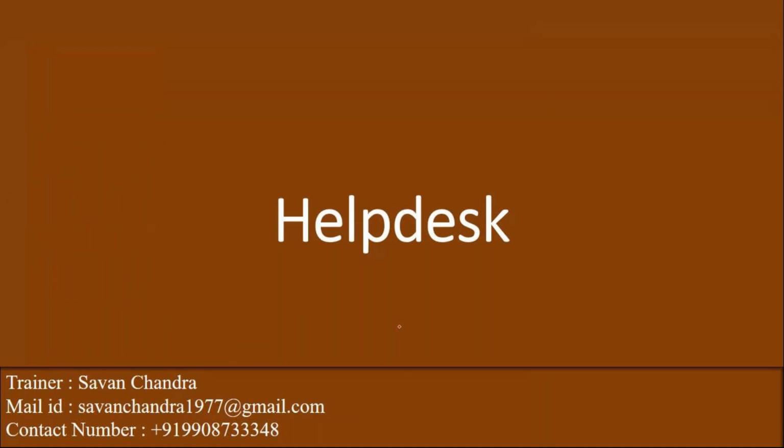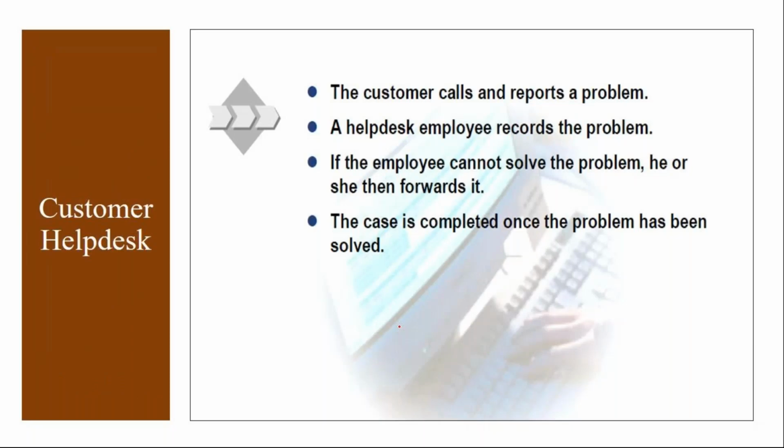So the first one is help desk. Their main job is, the customer calls and reports a problem. First, the help desk employee records the problem. They receive the call, gather all the information from the customer, then record that problem. If the employee cannot solve the problem, he or she then forwards it. Sometimes the customer care agent will guide the customer on the problem, telling them to do so and so.